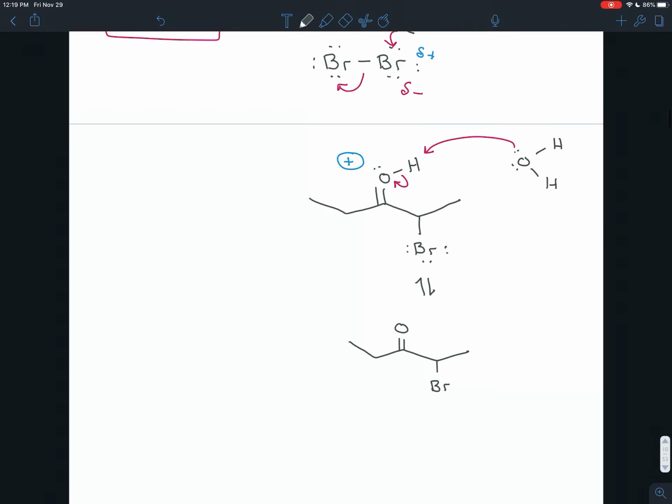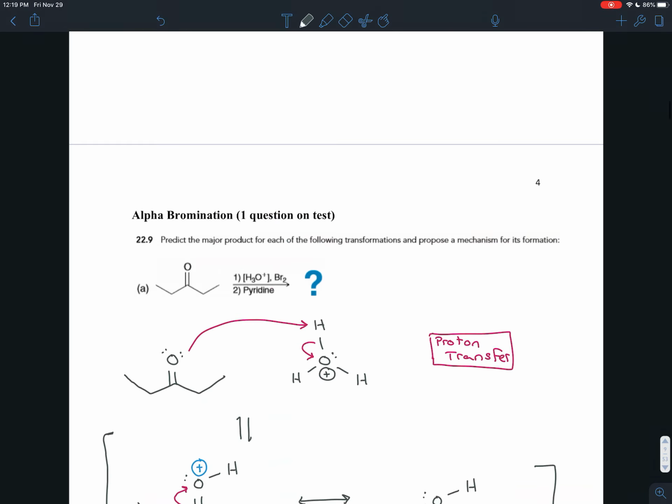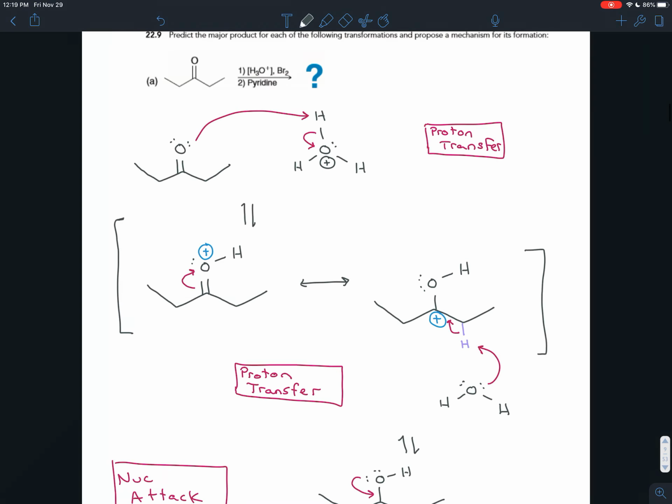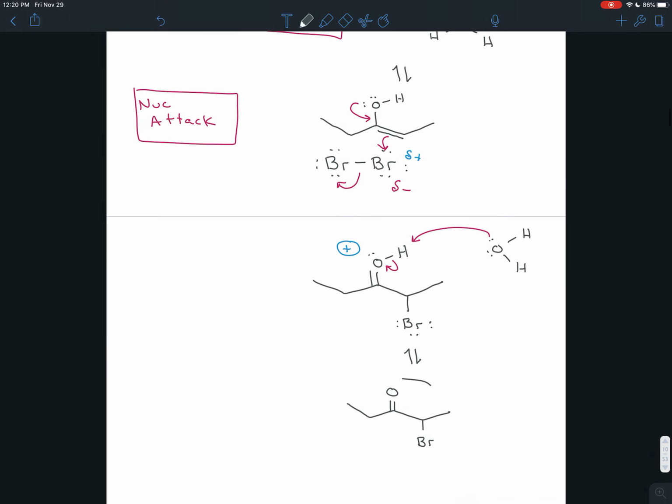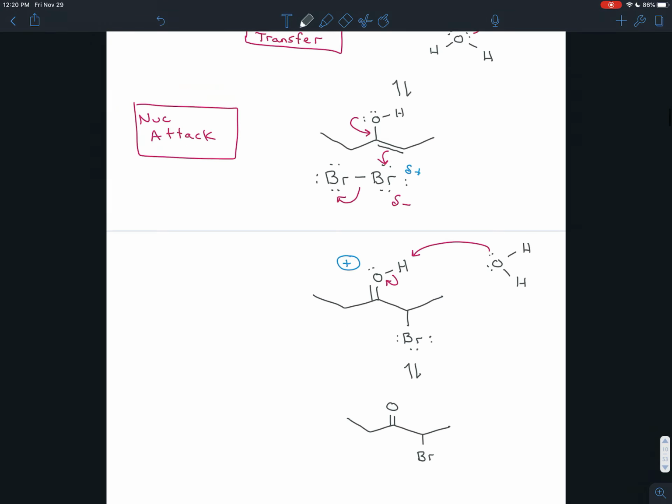Now that is alpha bromination, but you'll notice that all we did was use this first step. So in the first step, we've done alpha bromination. After the first step, you would have the same molecule, just a bromine on the alpha position. That's what we've accomplished in this mechanism so far. We have the same ketone, but with a bromine on the alpha position.